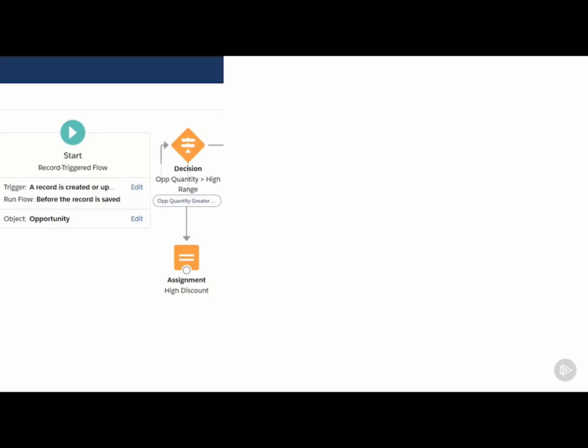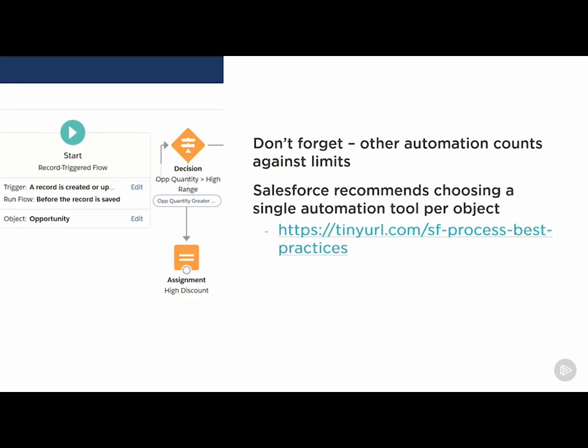Don't forget that all the automation on the platform affects what the code is trying to do as well. All other automation tools that execute in a transaction count against these same limits. I recommend pausing the video right now to go to this URL here on the slide and read about the Salesforce process best practices. Among the recommendations you'll find there are using a single tool for each object.